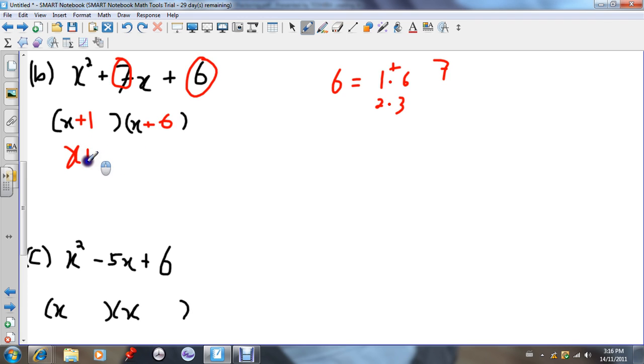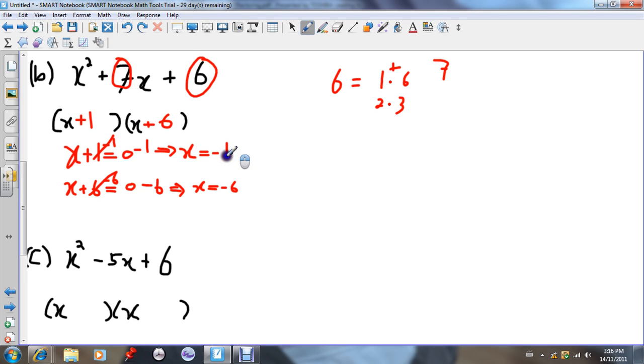How do you find the values of x that make it equal to 0? You set each factor equal to 0. Then you solve. Minus 1, you're getting x by itself. Down here, you minus 6. So you minus 6. 6's cancel. x is minus 6. 1's cancel. x is minus 1. And that's it.